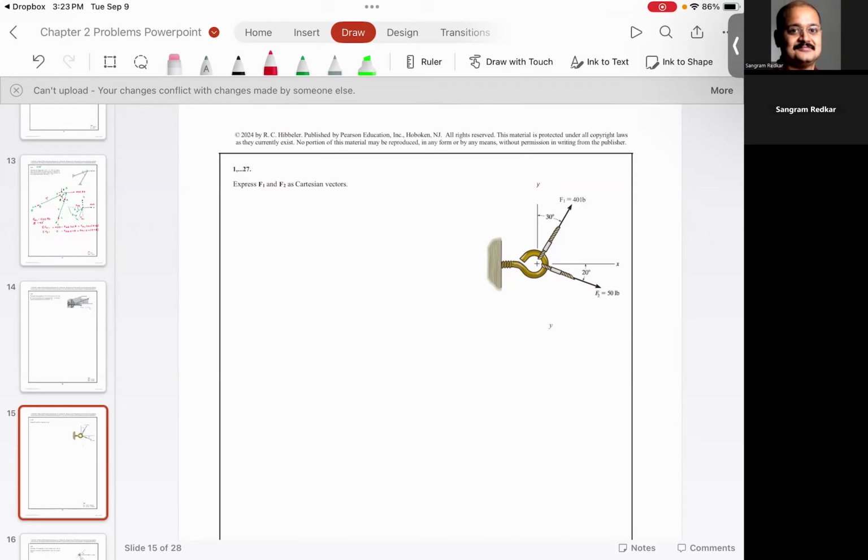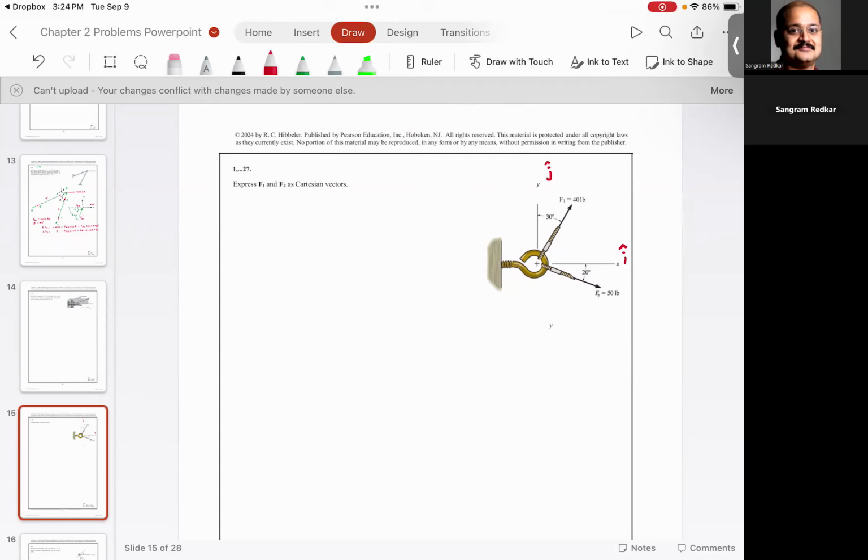Now what do I mean by Cartesian vectors? Cartesian vectors means you will have to express those as a sum combination of i's and j's. So i is the unit vector in x direction. i indicates the direction which is in the positive x direction. You have j, which is the positive unit vector in y direction.